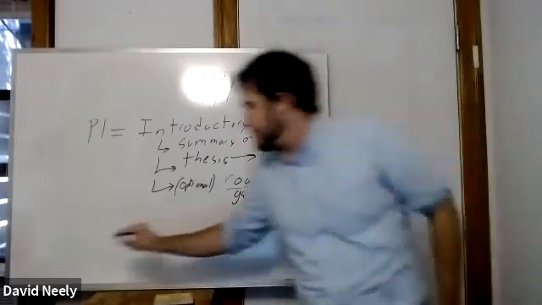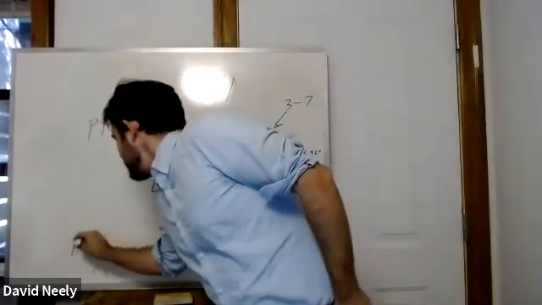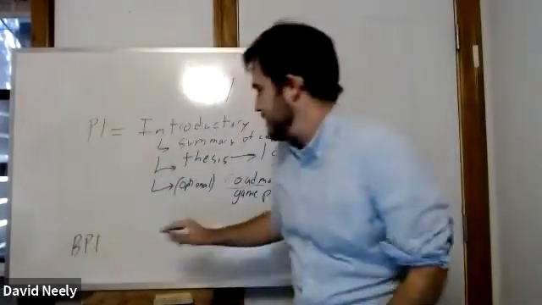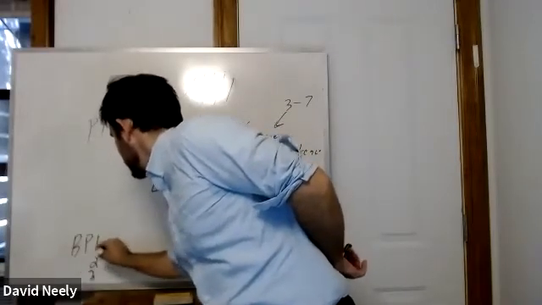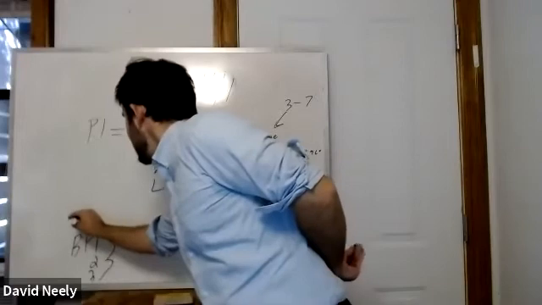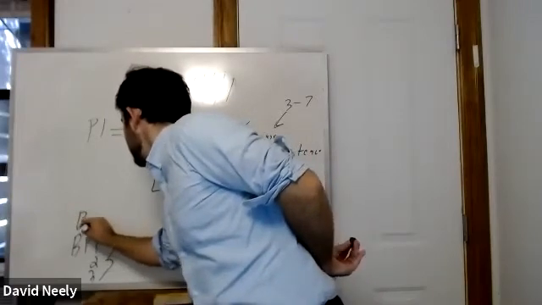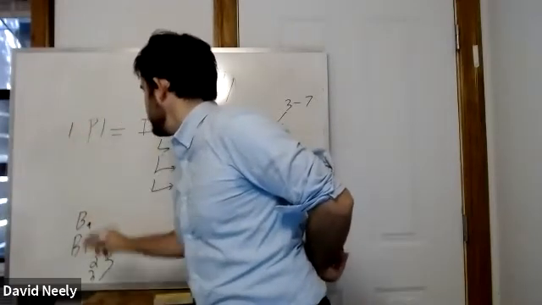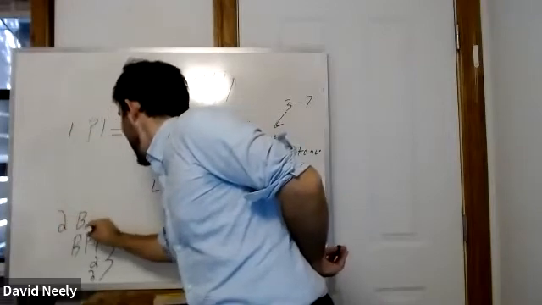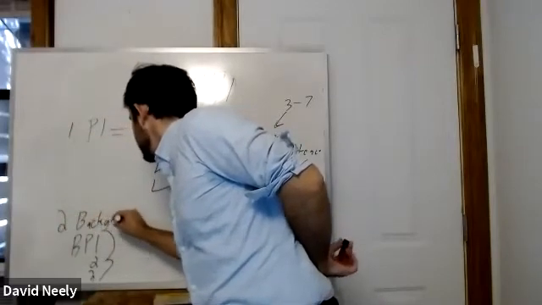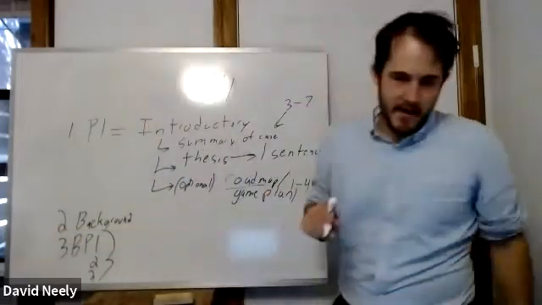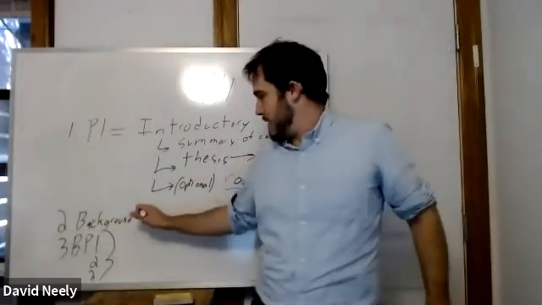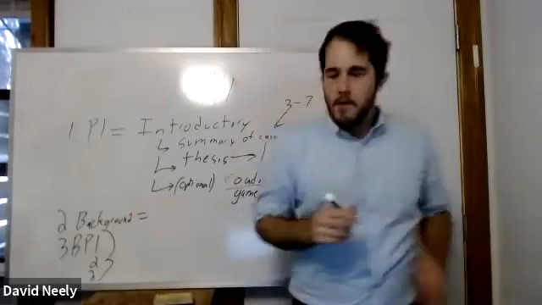All right. Body paragraph 1 and 2 and 3. So paragraph 1 is that one. Paragraph 2 is background. 3 is your main body paragraph. So the background paragraph is what?